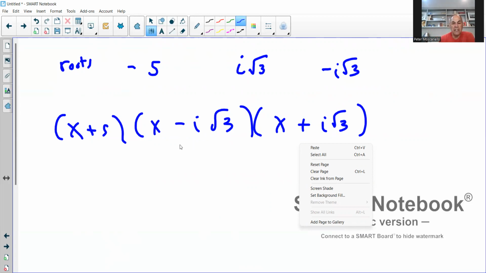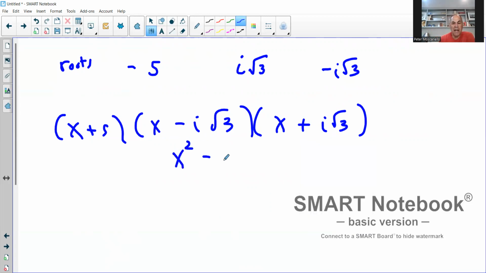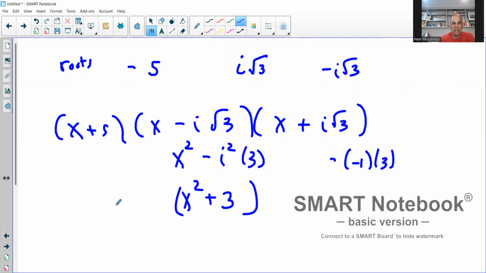So we're going to FL these two. So that's going to be x squared minus i squared times 3. Same as the last problem. Negative i times i is negative i squared. Root 3 times root 3 is 3. So it's x squared plus 3, right? Because it's a -1, 3. And then you do it times x plus 5. Yada, yada, you do it out.